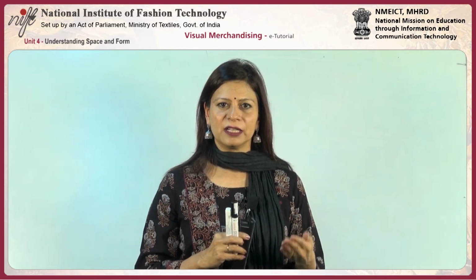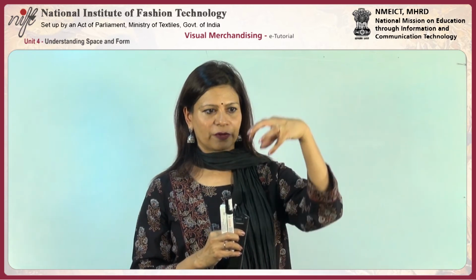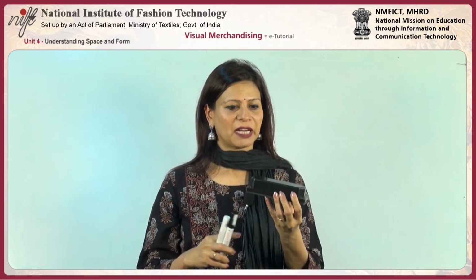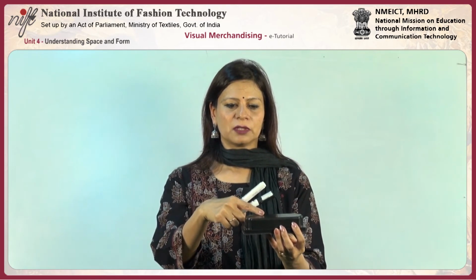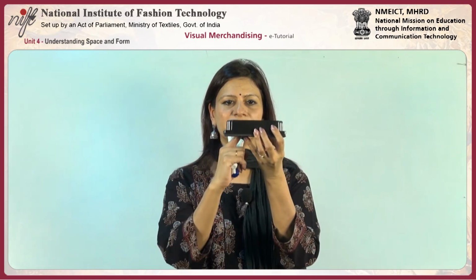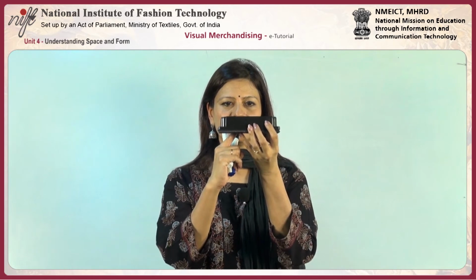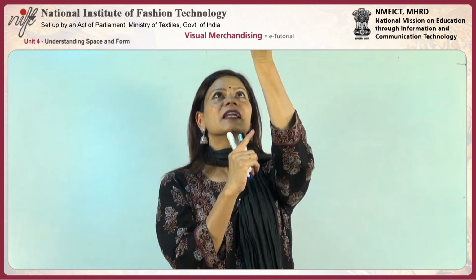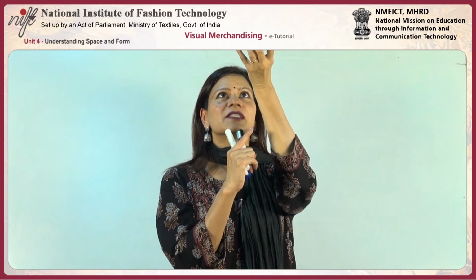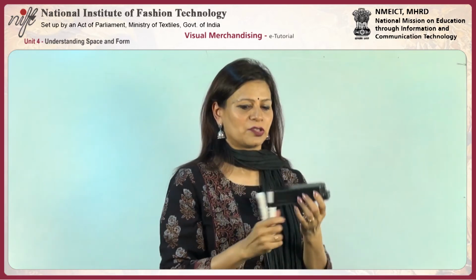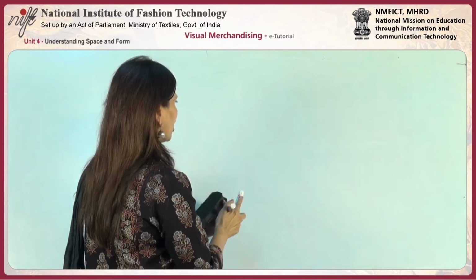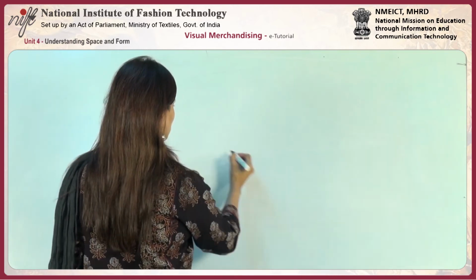They could be aerial, that is when you look from the top. If this is my object, when I try to see from here, this is my aerial view. When I see it at my eye level, this is my normal view. And when I see it like this, which is the bird's eye view, that is, I'm seeing the object from the bottom. So let us understand how a two-point perspective is done.